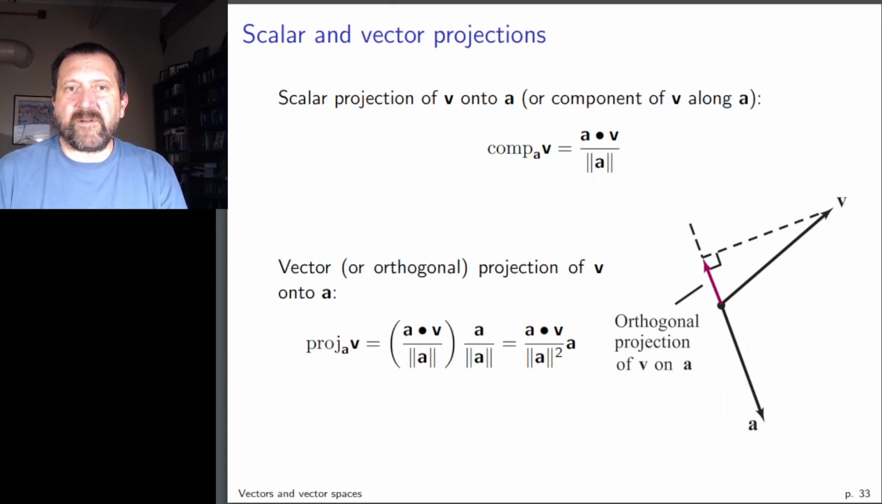One thing that dot products come in handy for is scalar and vector projections. Here you have the way to compute the component of a vector along a certain vector and the orthogonal projection onto another vector.